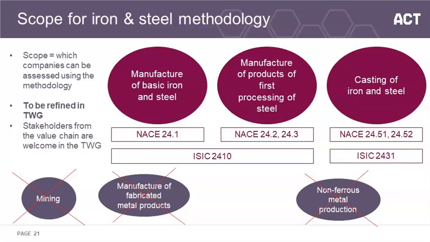So I put on the slides NACE and ISIC codes to be clearer. Obviously, as it is the iron and steel methodology, it will not consider non-ferrous metal production. It will not consider the downstream, I mean the manufacture of fabricated metal products, and it will neither consider the upstream, which is mining. That is for the iron and steel methodology.